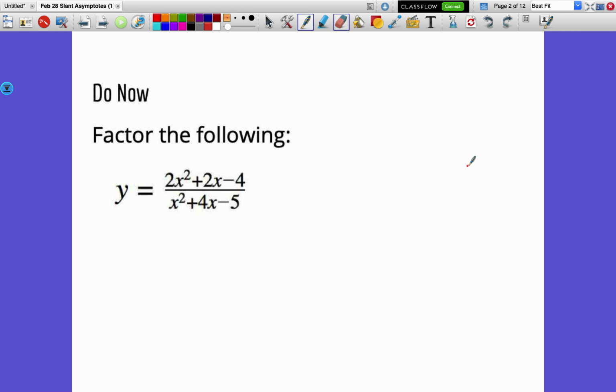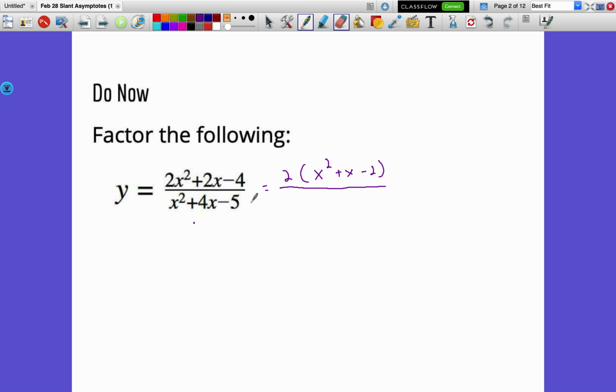Go ahead, get on your notes, copy down the following rational function and attempt to factor it. You can pause the video here if you want to do it on your own, but here's how we would do this. First, in the top polynomial of this rational function, I notice everything is divisible by 2, so I take out a 2, leaving behind an x squared plus x minus 2. I divided 2 out of each of those terms.